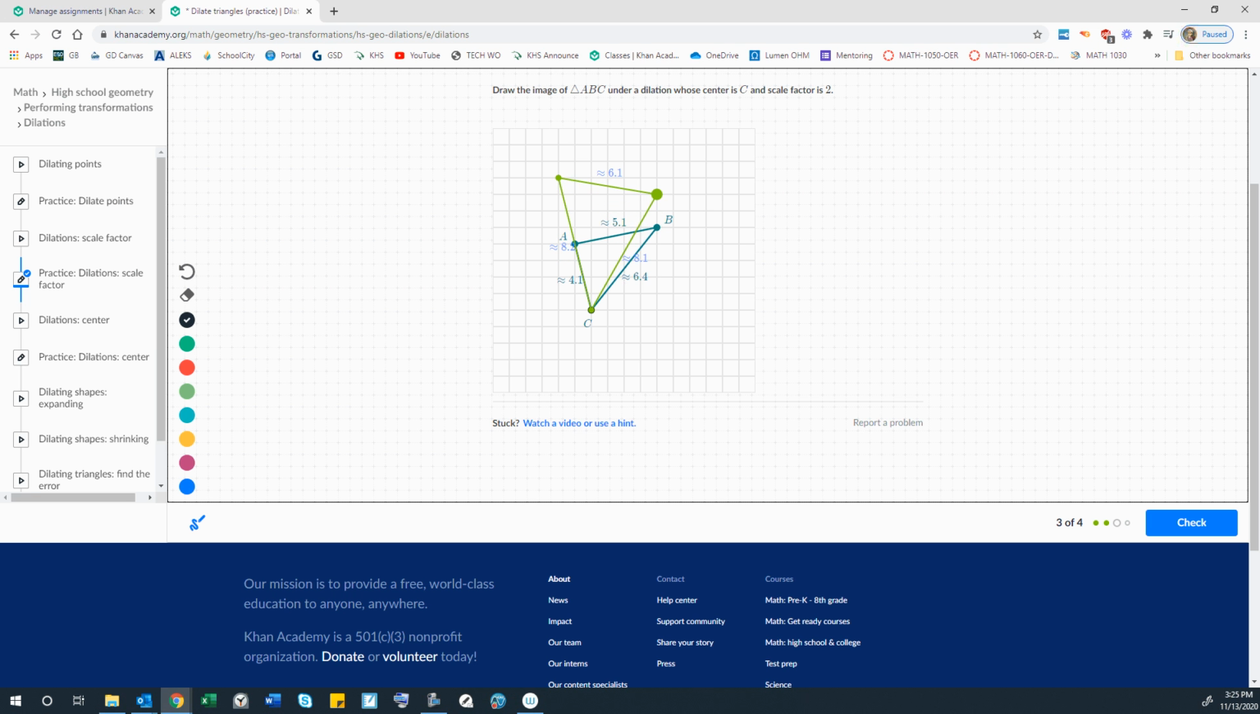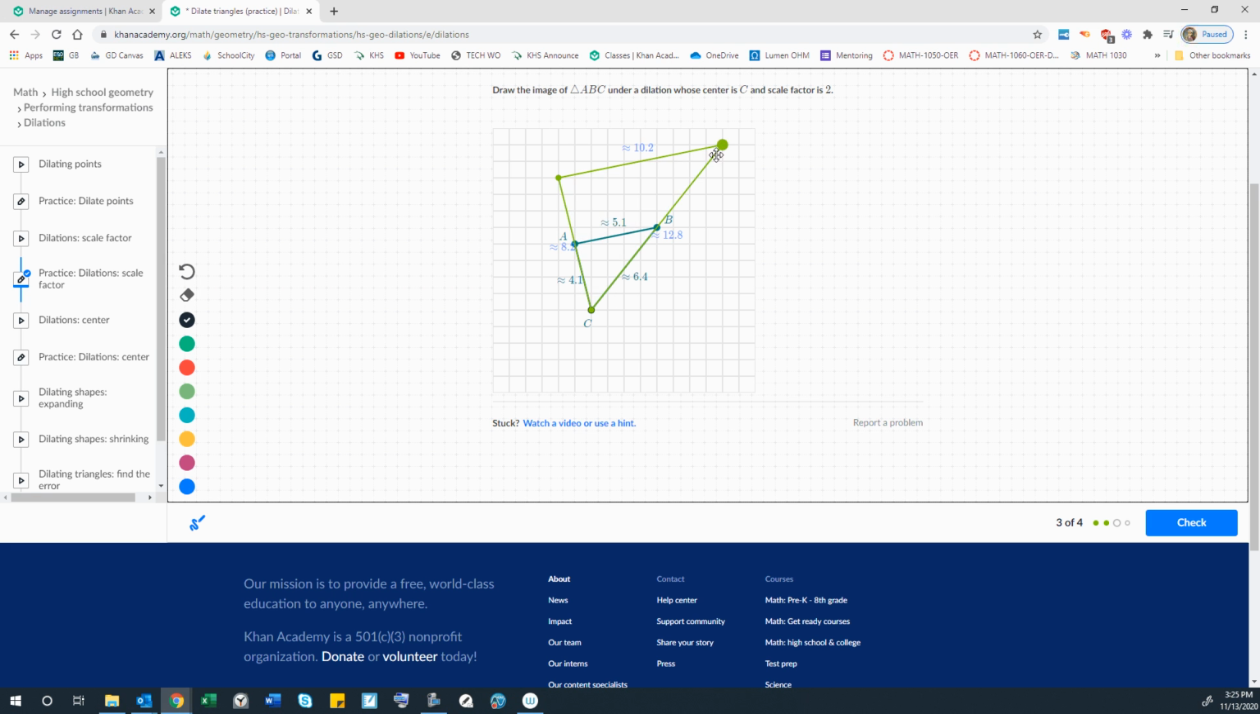So I'm going to go 1, 2, 3, 4, 5 up, and 1, 2, 3, 4 over. So I've doubled these lengths. Now stop and look at it for a minute. I've got 4.1 and 8.2. That's doubled. I've got 6.4 and 12.8. That is doubled. I've got 5.1 and 10.2. That is doubled. This line is parallel to this line.